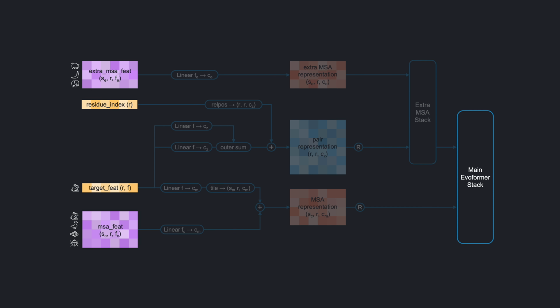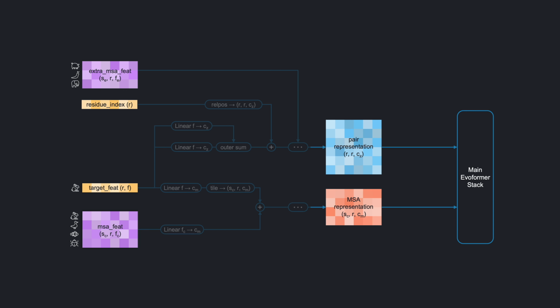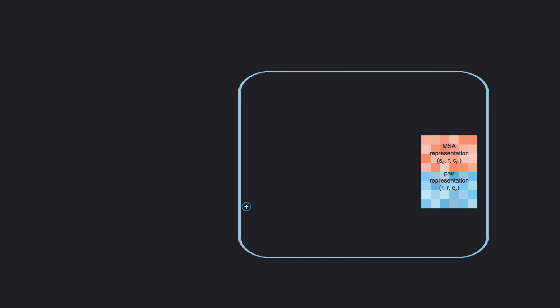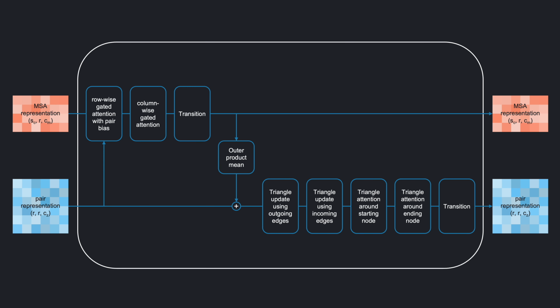But for now, all you need to know is that after feature embedding, we end up with a pair representation of shape R×R×CZ and an MSA representation of shape SC×R×CM, with R being the number of residues in the protein, SC the number of sequences we selected as cluster centers during input embedding, and CZ and CM the embedding dimensions of the representations. Like a transformer, the Evoformer consists of a number of identical blocks, and each block looks like this. It works on the MSA representation and the pair representation and transforms them to outputs of the same shape.